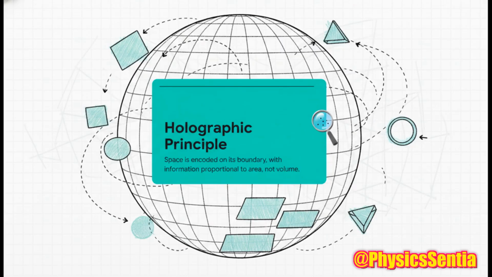Which brings us to the formal definition. The holographic principle is the conjecture that the complete description of a volume of space is encoded on its boundary surface. And crucially, the degrees of freedom, basically the amount of information, are proportional to the area of that boundary, not the enclosed volume. Think about that for a second. This completely strips away our everyday intuition. It strongly suggests that three-dimensional space isn't actually the primary fundamental reality we think it is. Dimensionality itself might just be an emergent property.